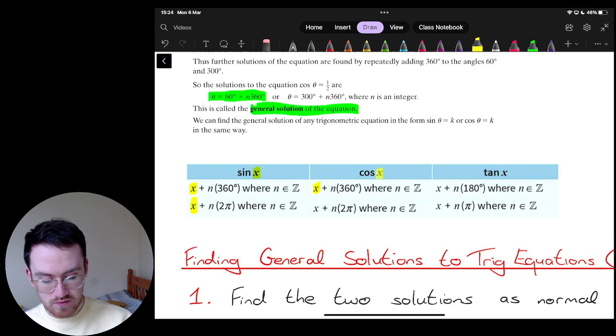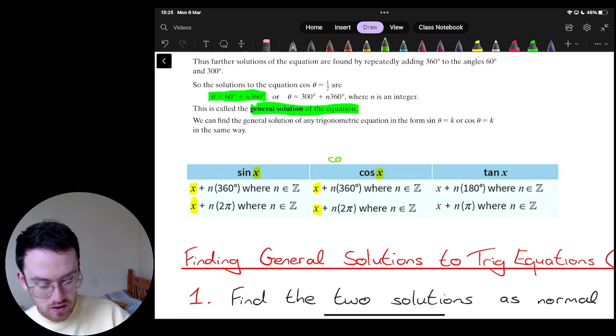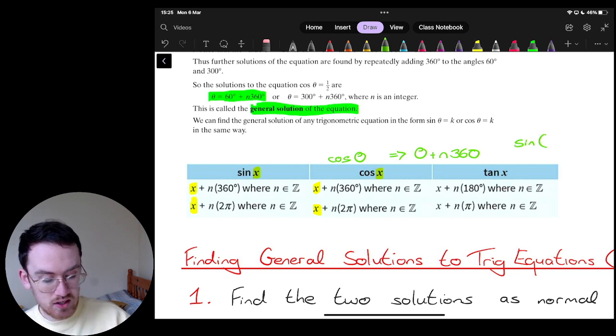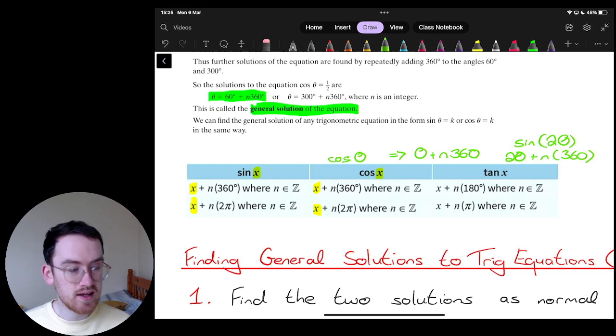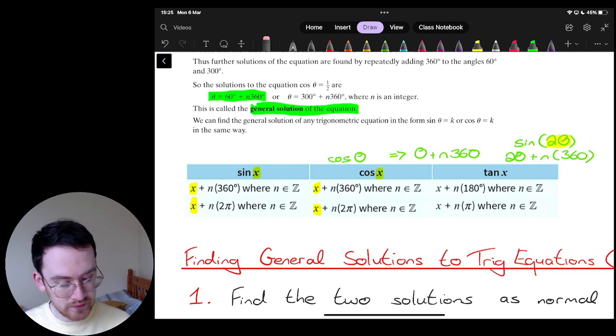Following that same idea, if we have cos theta, then our general solution is theta plus n 360. And if I had, for example, sine 2 theta, then my general solution is 2 theta plus n 360. So again, taking that same value, the value that's there for x, if you like, and just following that through as best we can.